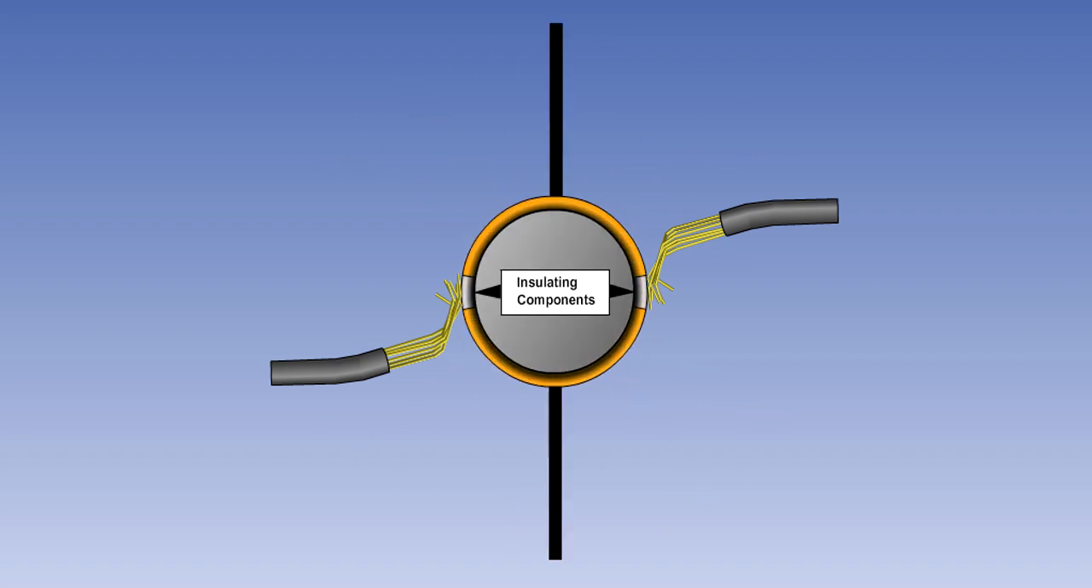The parts coloured grey are insulating components. They are in contact with the brushes when the coil is in a vertical position. Thus, in this position, no current flows through the coil.